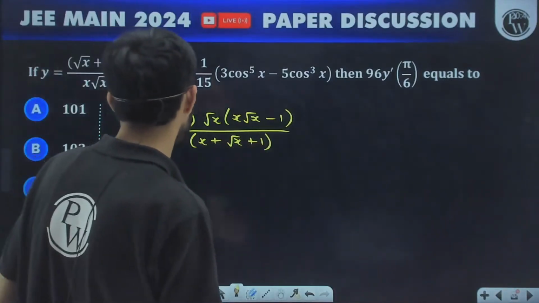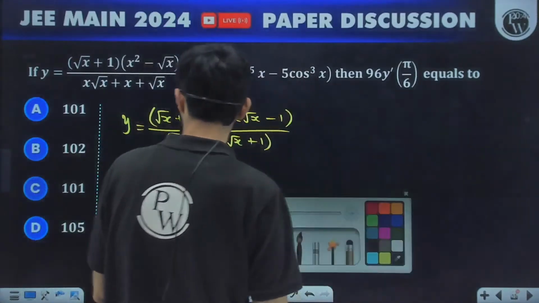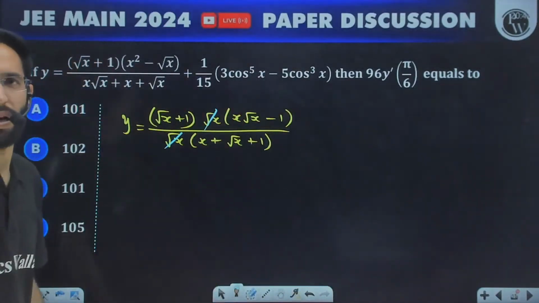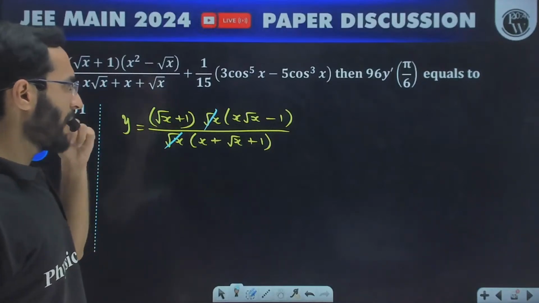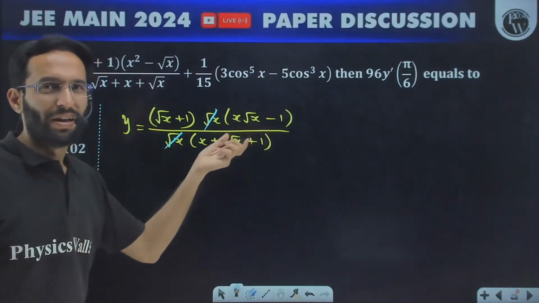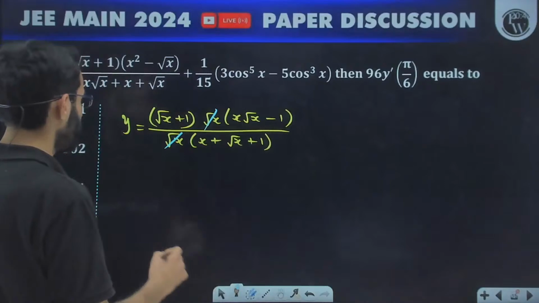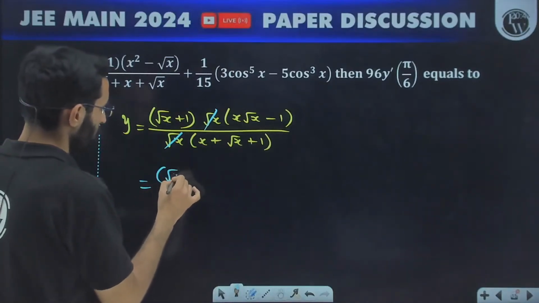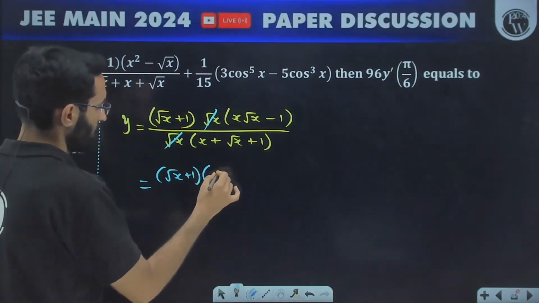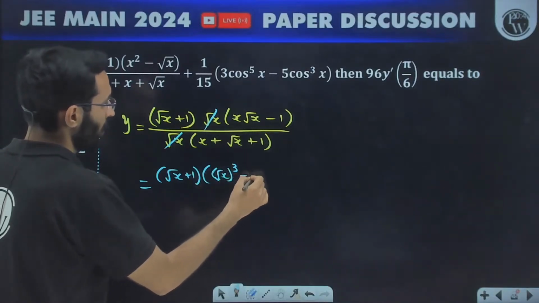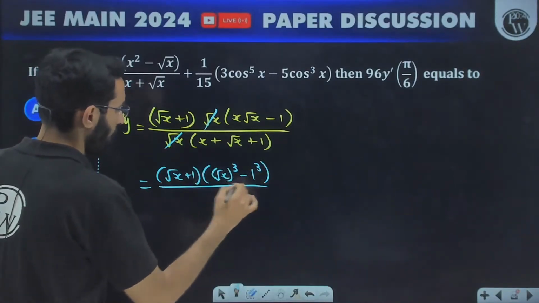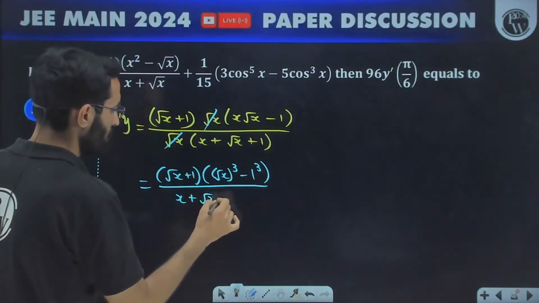So this root x and root x will get cancelled out initially. Now, x root x minus 1 and x plus root x plus 1. Are you able to identify the relationship between these? So this is root x whole cube minus 1 cube upon x plus root x plus 1.